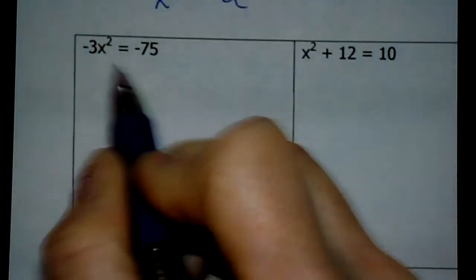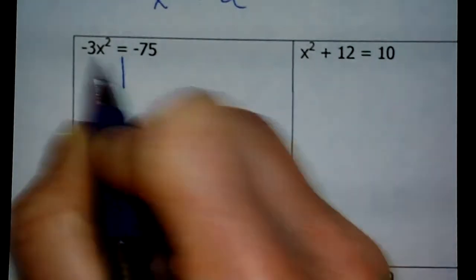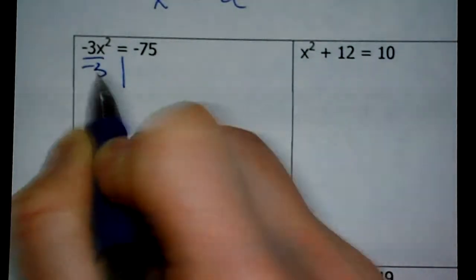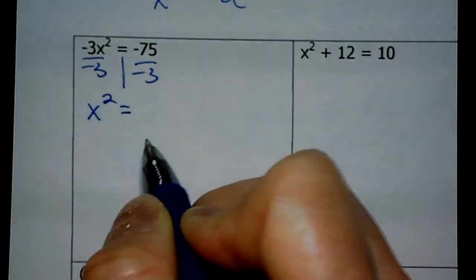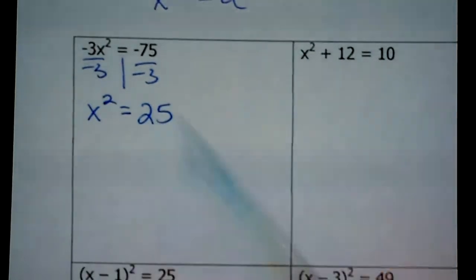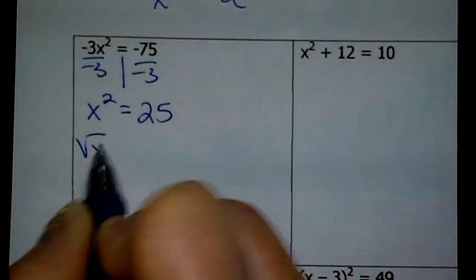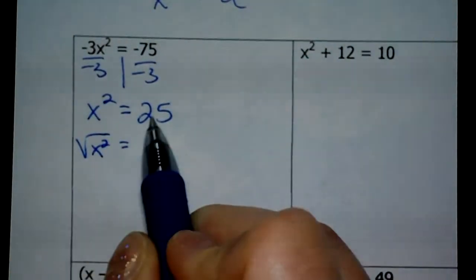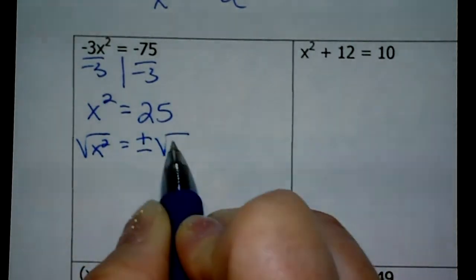All right, so for starters, this x squared isn't alone right now, right? That means that I want to get rid of this negative 3, so we're going to divide both sides by negative 3, and we get x squared equals, and negative 75 divided by negative 3 is 25, right? Okay, so x squared equals 25. To figure out what x is, I need to take the square root of it. That means I also need to take the square root of 25, but I want the positive and negative root.